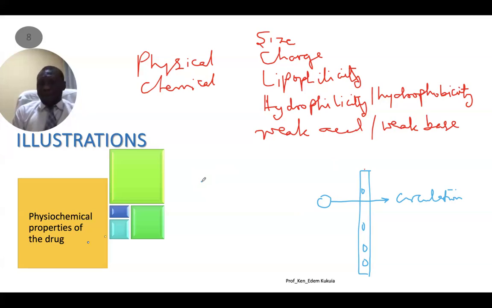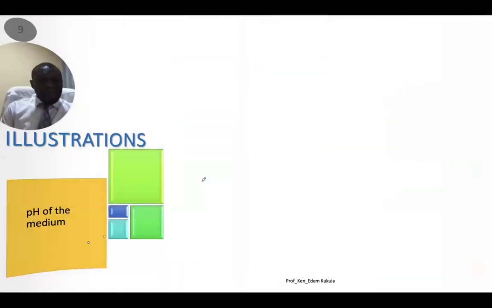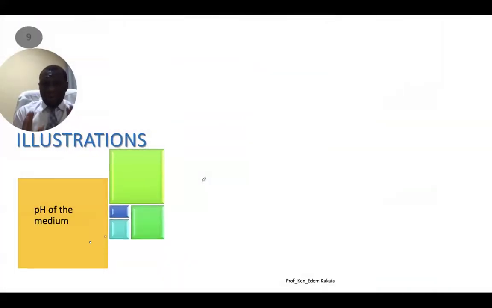Not all drugs may be weak acids or weak bases, but quite a number of the drugs we give are weak bases or weak acids. And if they are weak bases or acids, the state in which they would be in order for them to be absorbed would be influenced by the pH of the medium. I will not illustrate this here. I'll rather illustrate it in our next slide where we talk about the pH of the medium.